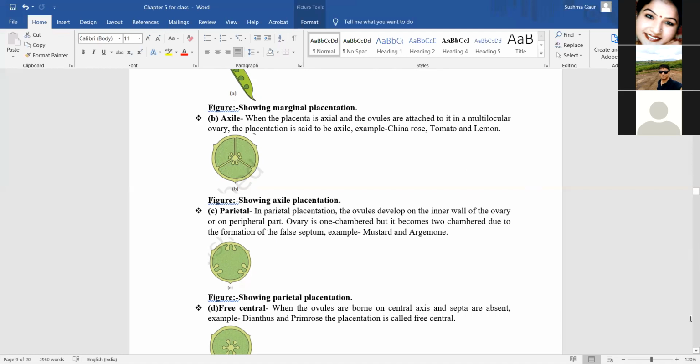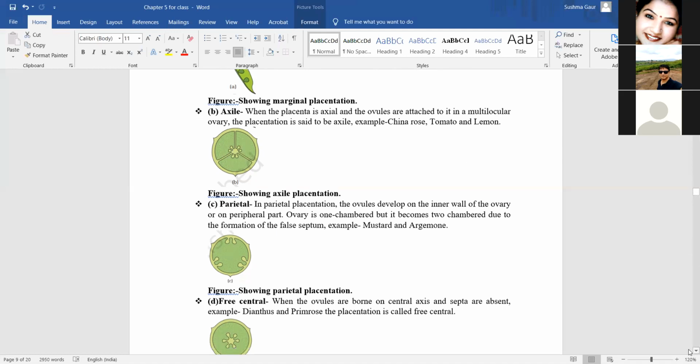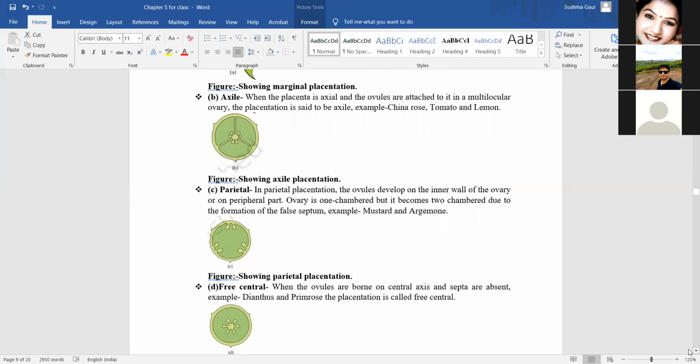Its examples are China rose, tomato, and lemon. So I will suggest, Shreya, if you have time, please see them practically, like see a pea pod and cut a lemon and see this axial placenta in that. Yes, ma'am. It will be very interesting.